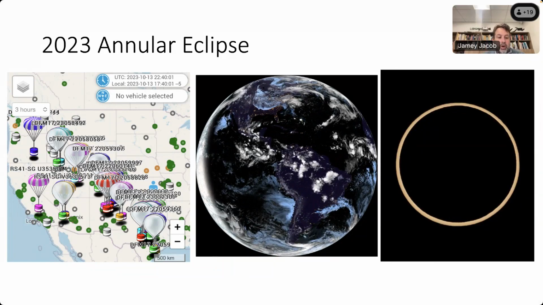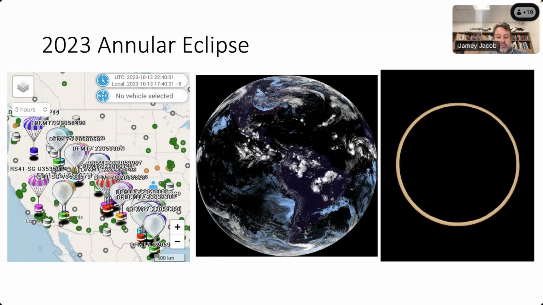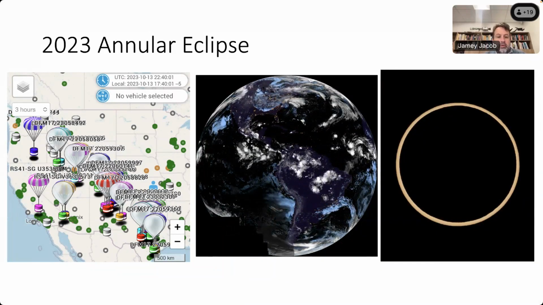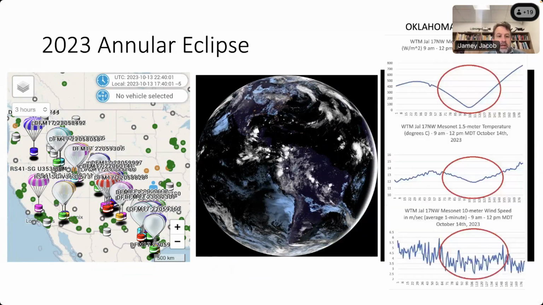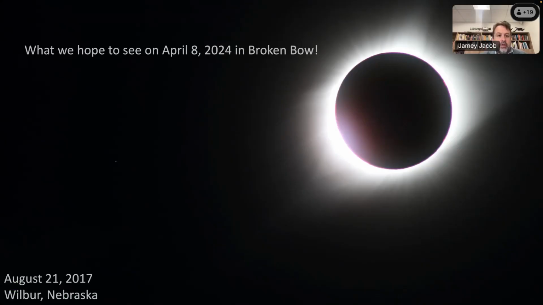So hopefully you'll get to experience the total eclipse in the same glory that you got to see the annular eclipse in. Now, this is what we hope to see on April 8th, 2024 in Broken Bow. We're crossing our fingers for great skies. This is one of the pictures that we got from August 21st, 2017 in Nebraska. And again, I would say a life-changing experience for all of those who are able to witness it firsthand.